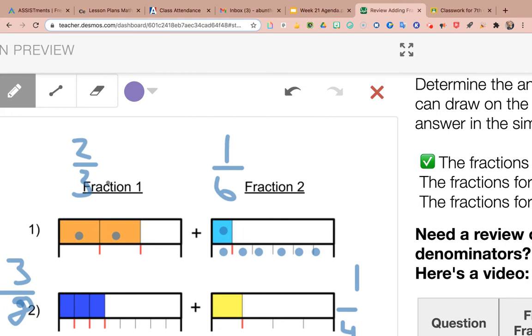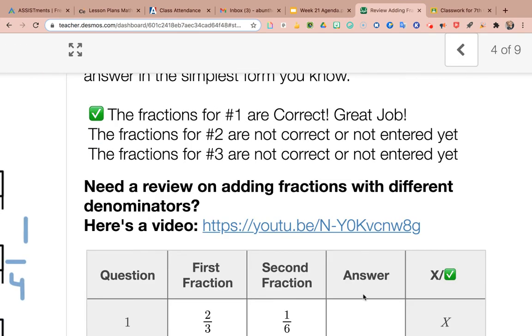So for this one, I can turn 3 into 6. I just got to multiply by 2. But whatever I do to the bottom, I got to do to the top, or you may think of it as like the big 1. So I got to multiply them both by 2. So 2 times 2 is 4. And then 3 times 2 is 6. So your goal is to get the bottom number the same, but you have to multiply the top as well. So now I have 4/6 plus 1/6. So now I can add them and put my answer over here.